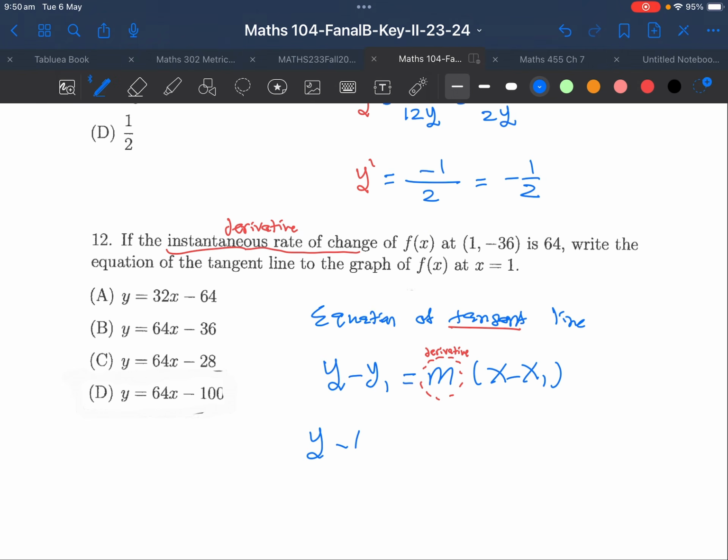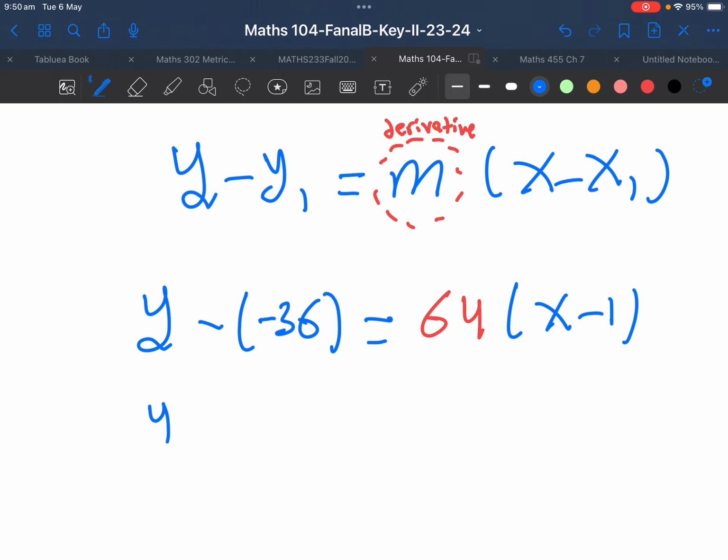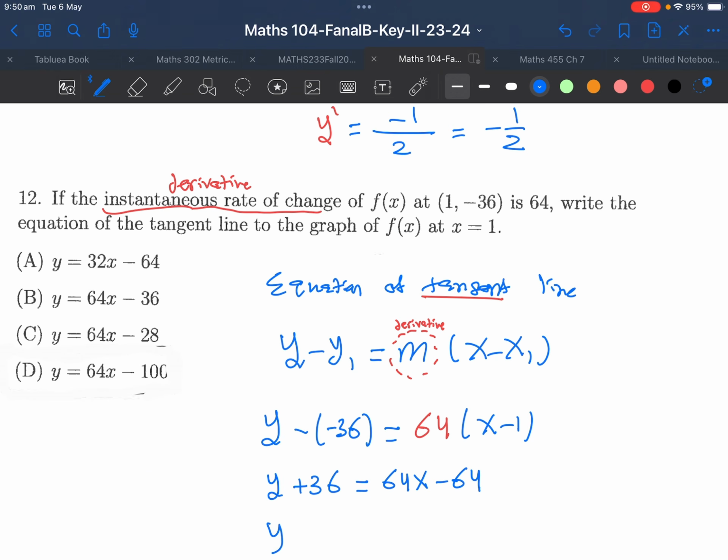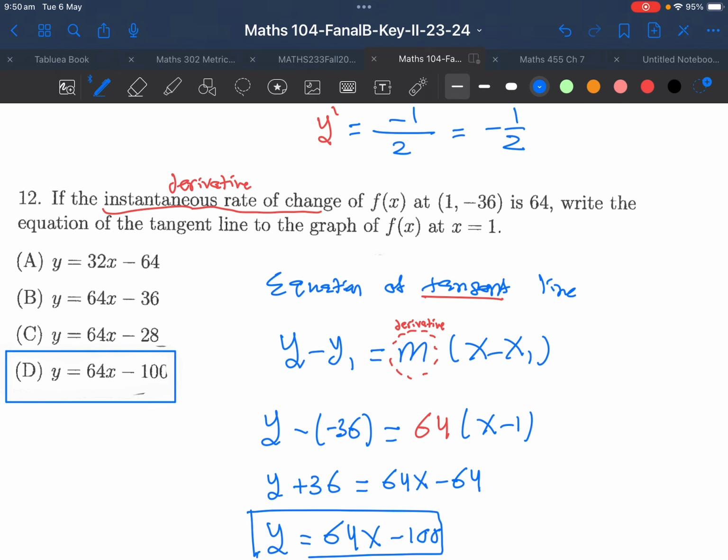So here we have y minus negative 36 equals the slope, which is 64, times x minus 1. And thus we get y plus 36 equals 64x minus 64. And that would give me y alone on one side, which would be 64x minus 100, which is part D.